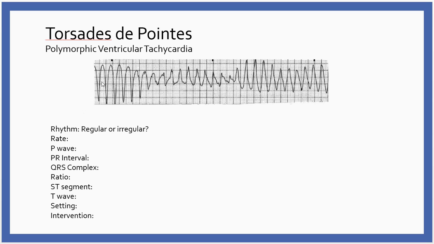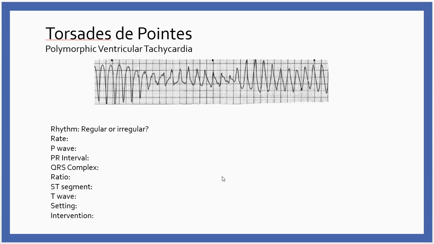No P waves, no PR interval. Wide bizarre QRS that is polymorphic. It changes shape as it kind of twists around. So we don't really have a ratio ST segment. T wave is bizarre. We're looking at this, this is most likely the QRS and the T wave, but you'll notice that it twists, so we really have a hard time. We can't really identify that either.